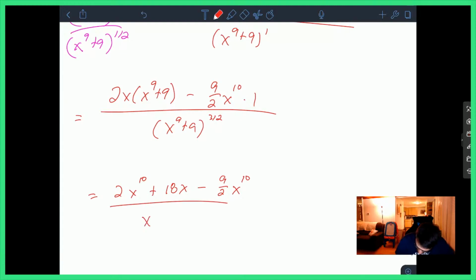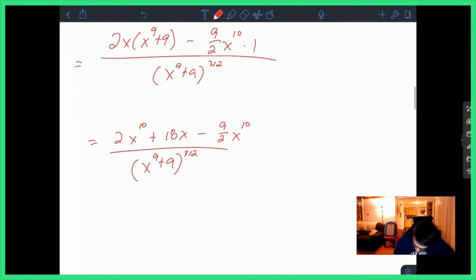We're going to divide by x to the 9th plus 9 to the 3/2. Okay, and then I probably can just combine these terms here. 2x to the 10th minus 9/2 x to the 10th. If I just erase this 2 and I call it 4/2, I could subtract and get negative 5/2 x to the 10th plus 18x over x to the 9th plus 9 to the 3/2.